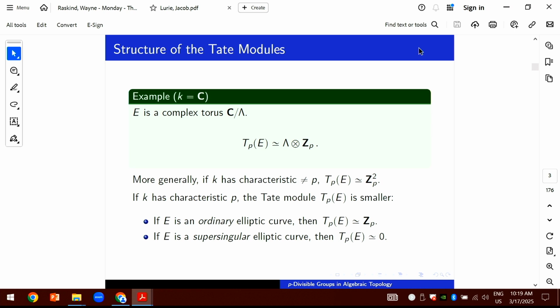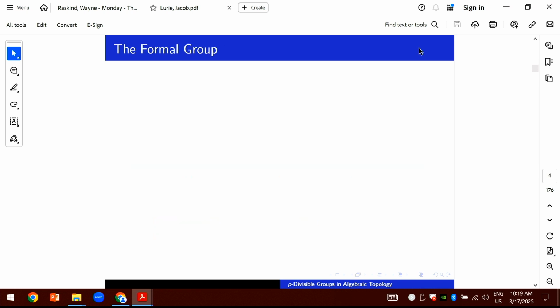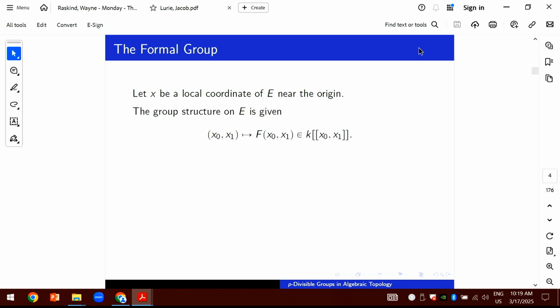And this, if you like, is one of the many definitions you can give of what it means to be a supersingular elliptic curve. So let me talk about another invariant that you could associate to an elliptic curve, which is its formal group. So if you choose a coordinate of an elliptic curve near the origin, then you can try and write down what the group structure on E looks like in terms of that coordinate. It's given by some power series in two variables. And that's called the formal group law of your elliptic curve.